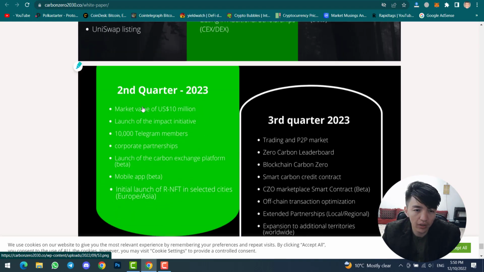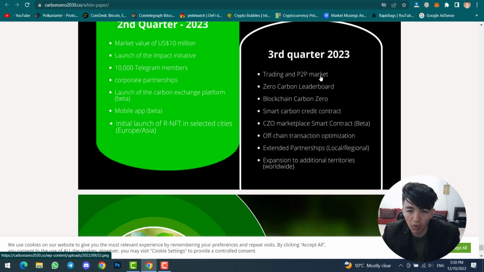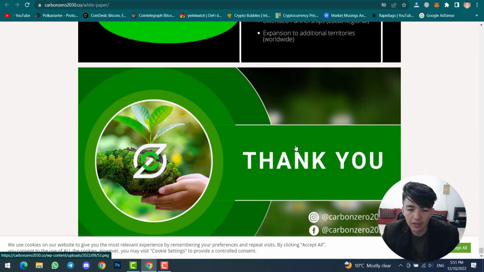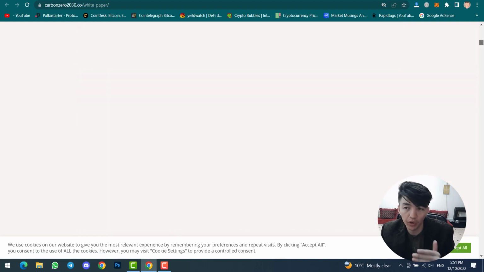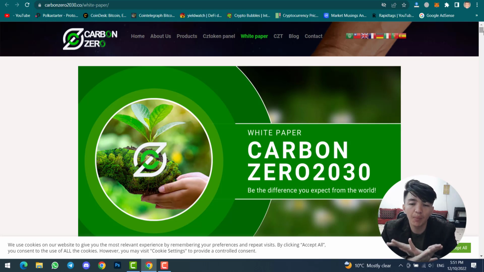And then we have the second quarter, like a market value of 10 million, launch of the impact, and then we have 10,000 Telegram members, and then we have partnership, a mobile application, initial launch of our NFT in selected cities, Europe and Asia. So third quarter: trading and P2P market, zero carbon leaderboard, blockchain Carbon Zero smart contract, smart carbon credit contract, CZO marketplace, off-chain transaction. This is the roadmap of this project. So this is the whole detail about this project. Make sure to check the white paper yourself, because in here you will find everything about Carbon Zero token.